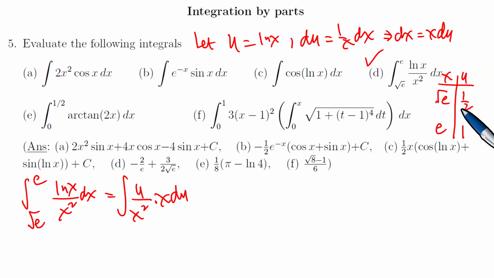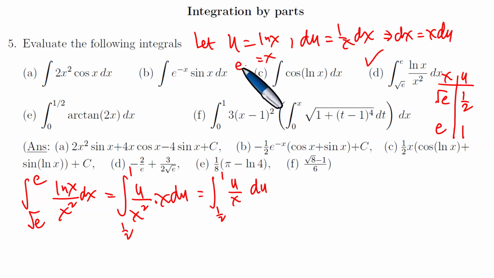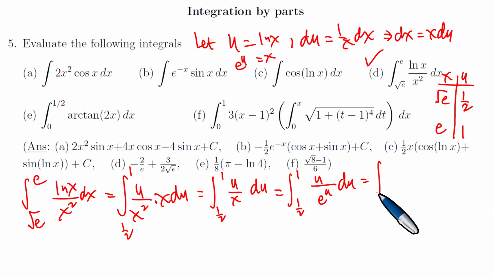The ln of the square root of e is 1/2. Right, so it's exactly 1/2 to 1. X cancels, giving us exactly 1/2 to 1. And then you have e to the power x du. What is x? Now from this, we're able to see that x becomes e to the u. Right, so this is exactly the integral of 1/2 to 1. And the x becomes exactly e to the u du. 1/2 to 1, e to the minus u du.